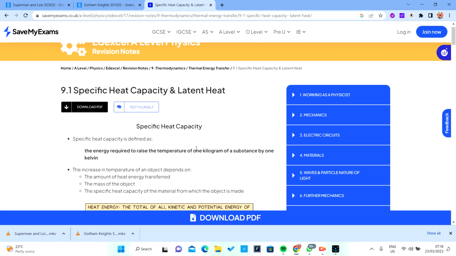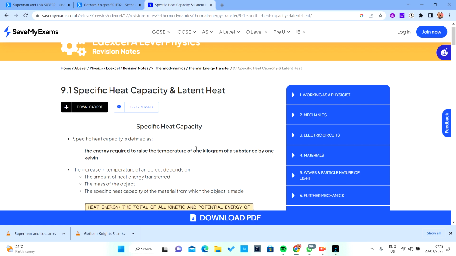Hi everyone, in today's class we'll be treating heat capacity, specific heat capacity, and latent heat for different changes of state. Now we'll start with heat capacity. Heat capacity is the energy required to raise the temperature of a body by 1 Kelvin.